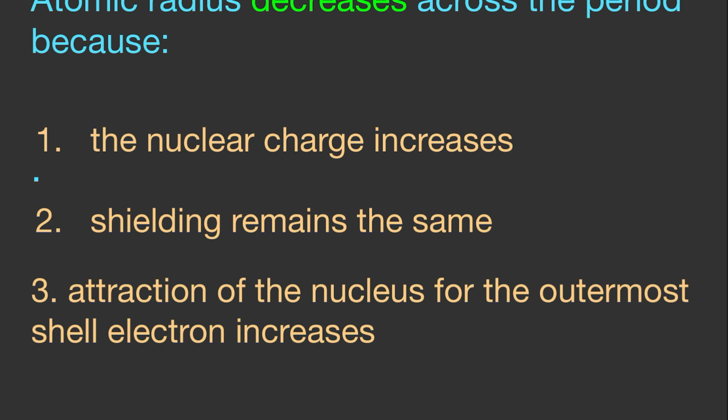So as we go from left to right of the periodic table, the nuclear charge increases, but the shielding by the inner shells remains the same, and that results in increased attraction for the outermost shell electron by the nucleus. And increased attraction means the atomic radius will decrease.